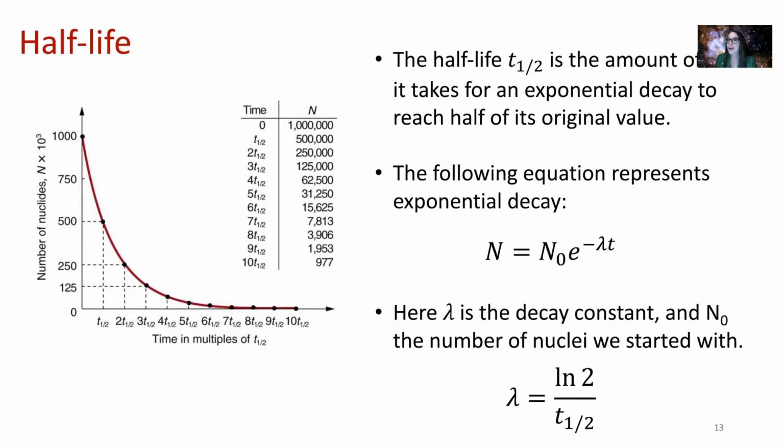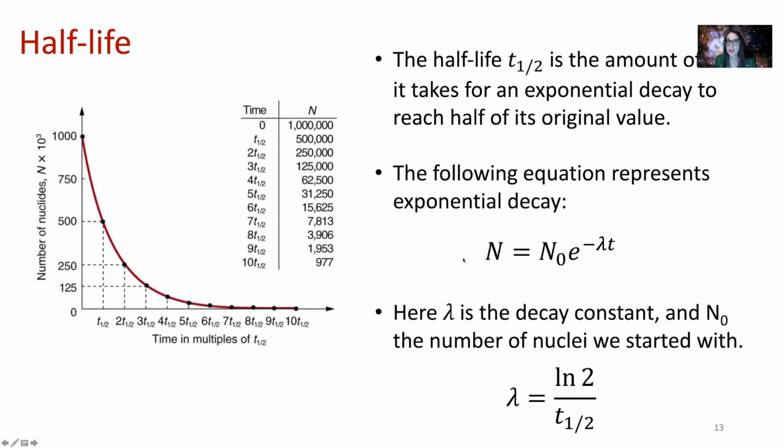There's a rate at which radioactive decay occurs. And we can quantify that rate by using something called the half-life. The half-life, which we'll represent as T sub 1/2, is the amount of time it takes for an exponential decay to reach half of its original value. And we can apply this half-life to radioactive decay.